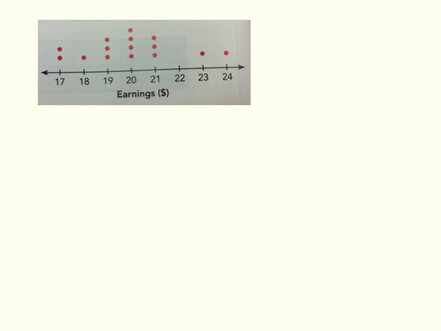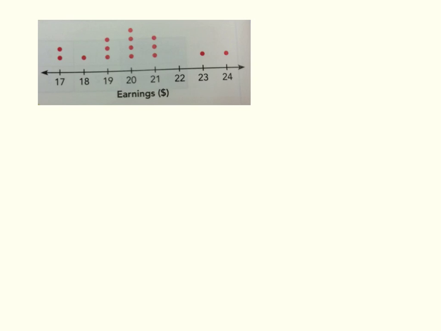Okay, great. We know all about what dot plots look like. We know how to draw one. Now let's learn how to interpret the data. This dot plot shows the money in dollars that 15 students earned by babysitting in 1 week. We're going to describe the distribution of the earnings of the students.